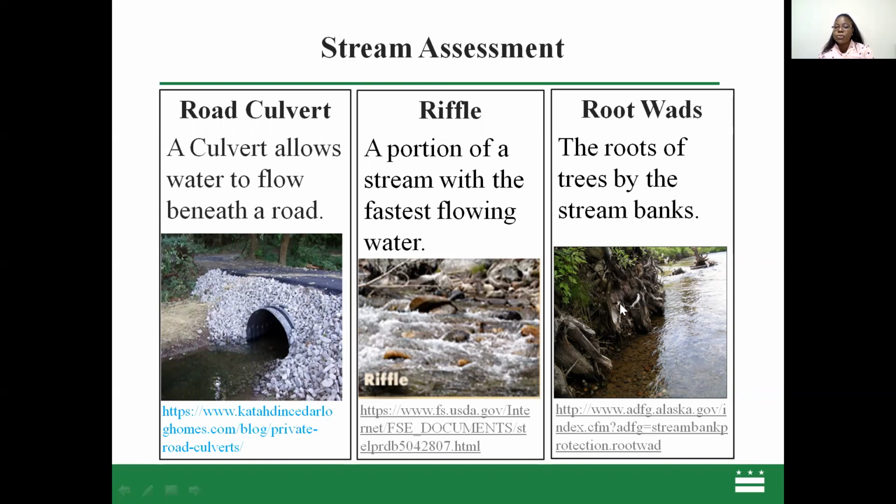And here's a picture of the rootwads, the roots of trees by the bank of the stream. The root must be submerged, must be in the stream before you classify it as a rootwad. Sometimes there are roots that are close to the stream, but they are not in the stream. It has to be inside the stream for you to be able to classify that as a rootwad.